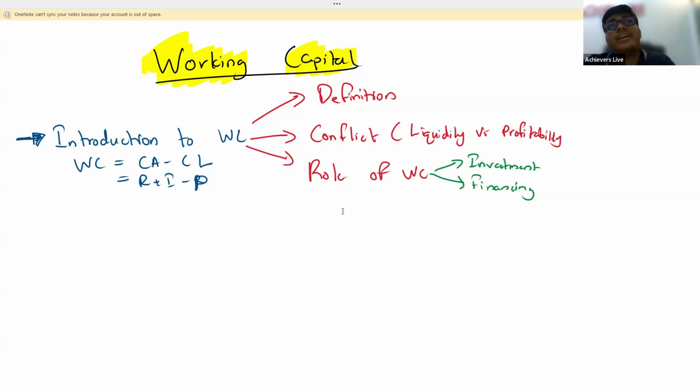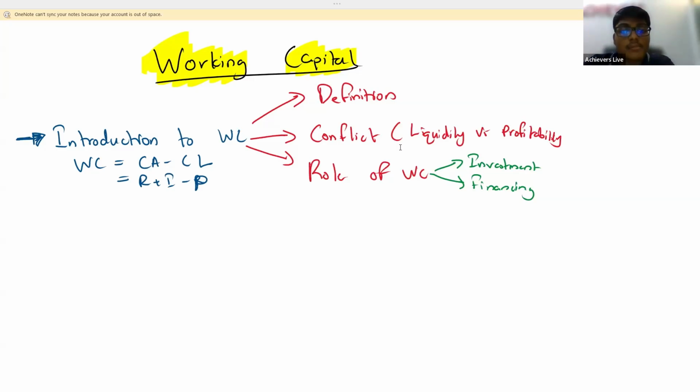Next, the financing decision. We decided we are going to keep $100,000 as working capital. Where are we going to get that $100,000 from? You can either go for short-term finance or long-term finance. Long-term finance is less risky, more expensive. Short-term finance is more risky, but cheaper. So an aggressive person will always prefer short-term, and a conservative person will always prefer long-term.